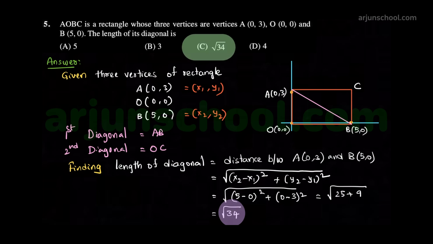Therefore, for the question, AOBC is a rectangle whose three vertices are A (0, 3), O (0, 0) and B (5, 0). The length of its diagonal is root over 34 units. Option C.